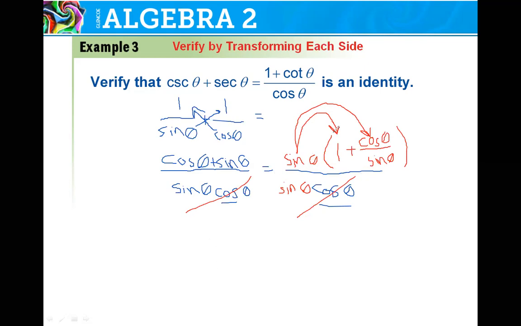You get here sine theta times 1 equals sine theta, and sine theta times cosine theta over sine theta. So you remove sine with sine, the remainder is cosine. So the left hand side equals the right hand side.